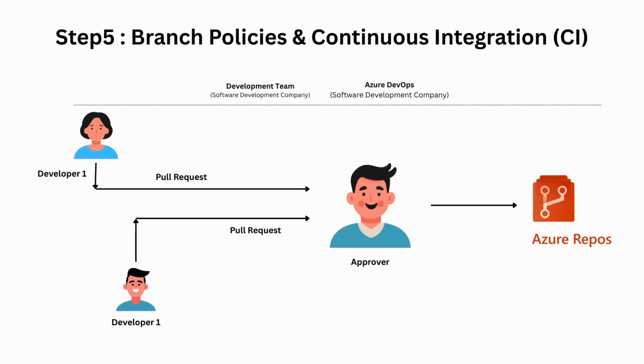Branch policies and continuous integration (CI). As development progresses, the development team pushes code into Azure Repos. Each change triggers continuous integration (CI), where the system automatically builds and tests the code to ensure nothing breaks. Before new code can merge, developers raise a pull request (PR), a formal request for peers to review the changes. This peer review acts as a safeguard, ensuring quality and shared understanding.